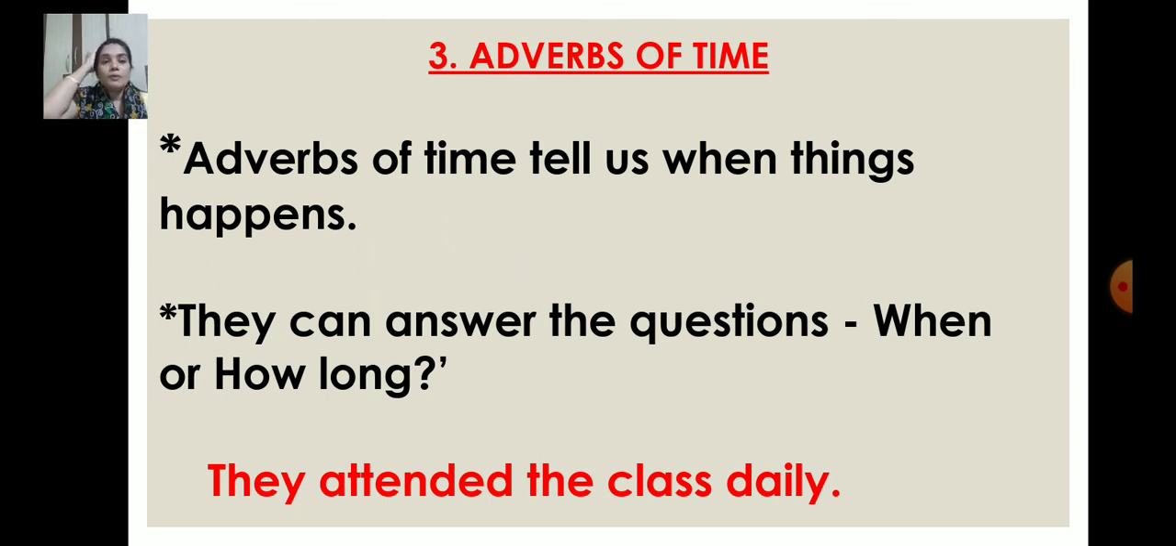Number 3. Adverbs of time. Time means you will see the watch and say 1 o'clock, 2 o'clock, 3 o'clock, 4 o'clock. No. Let's read the sentence and understand what is adverbs of time. So adverbs of time tell us when things happen. So they answer the questions when or how long. So how question, where question, when question, and then find out what kind of adverb it is.